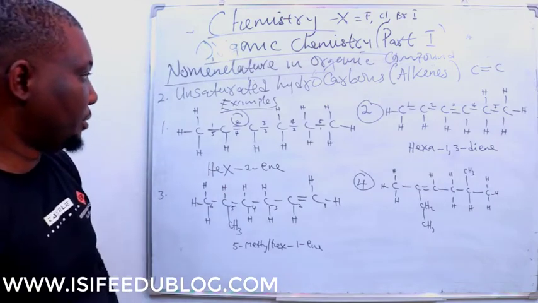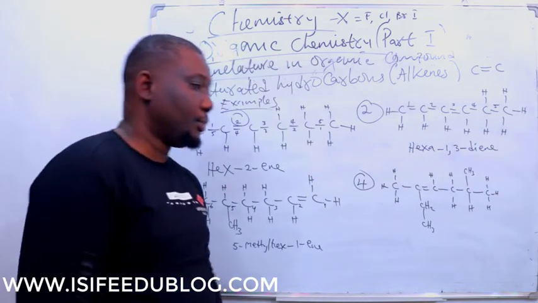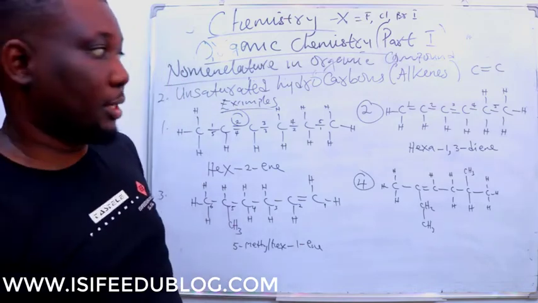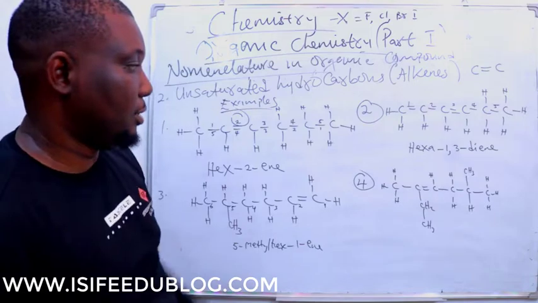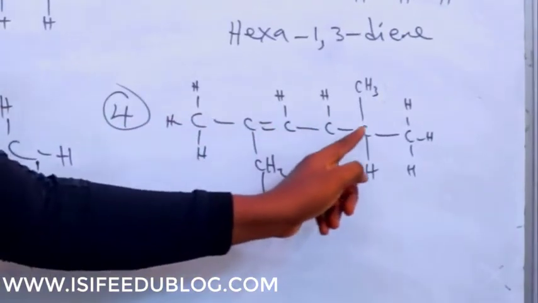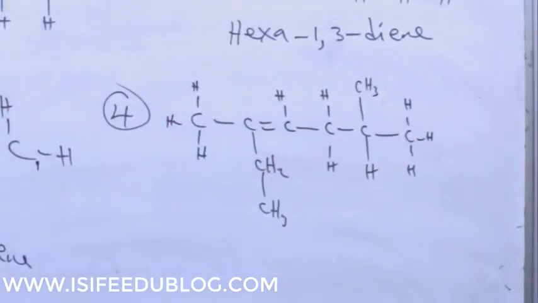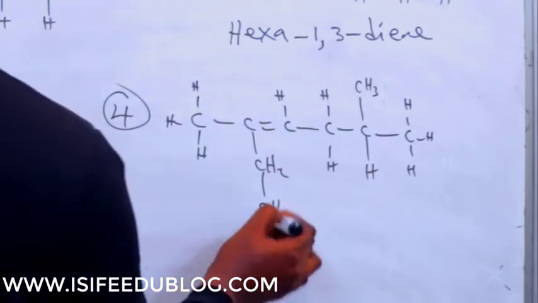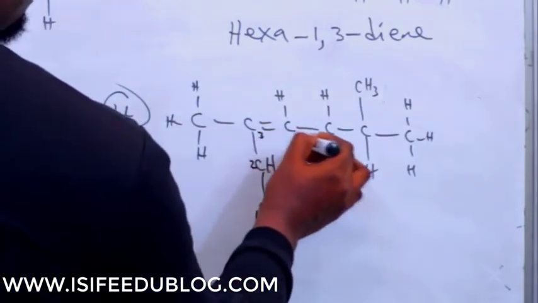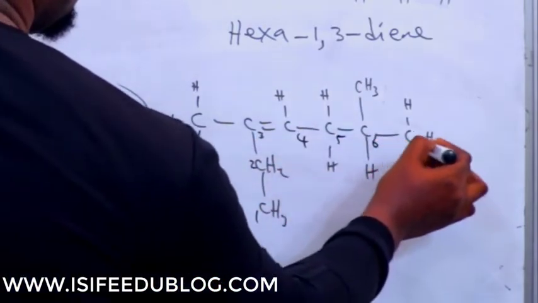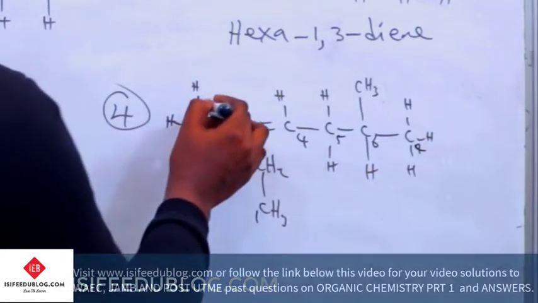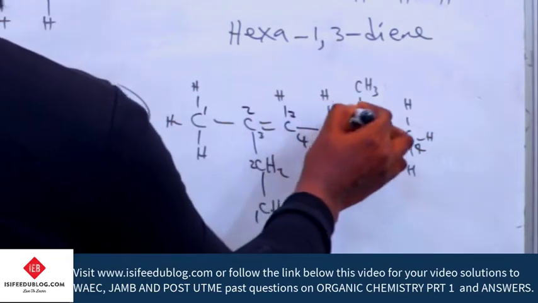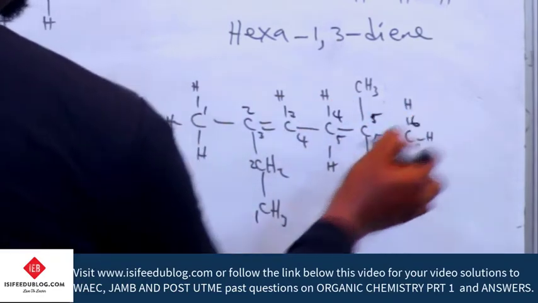The name of the compound. First, we have to check where the chain is much longer. Is it 1, 2, 3, 4, 5, 6? Or is it 1, 2, 3, 4, 5, 6, 7? Okay. I have the chain much longer than naming it as 1, 2, 3, 4, 5, 6.